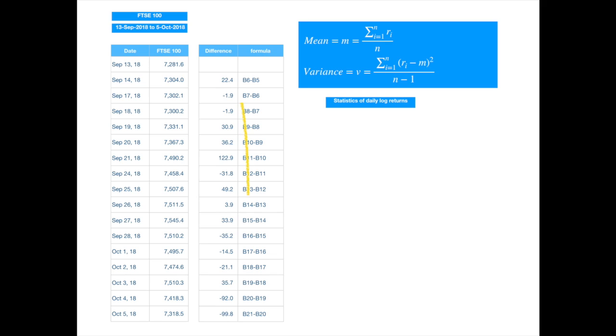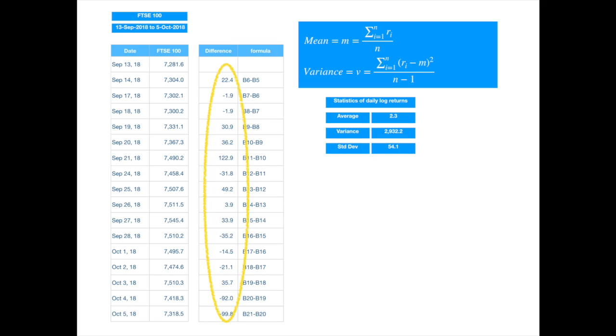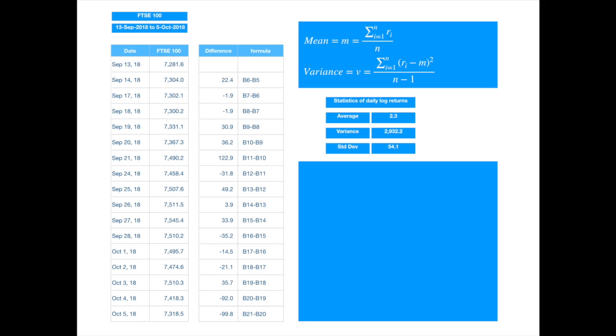Applying these formulae to our series, we get the mean and variance of the series. The standard deviation is then just the square root of the variance. Now, as per the Arithmetic Brownian assumptions, each of the daily returns is normally distributed with this mean and variance.